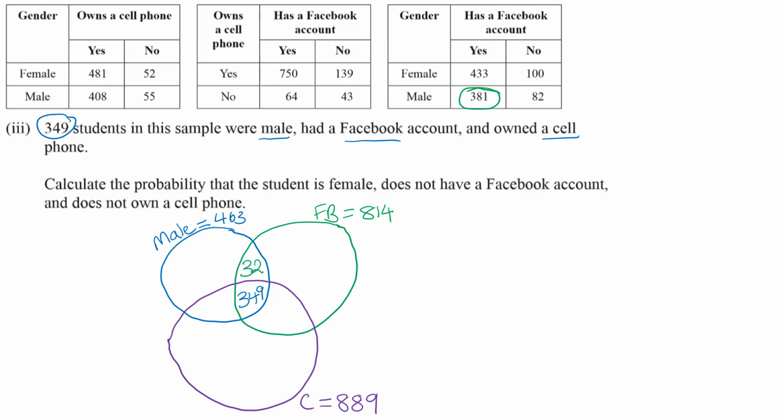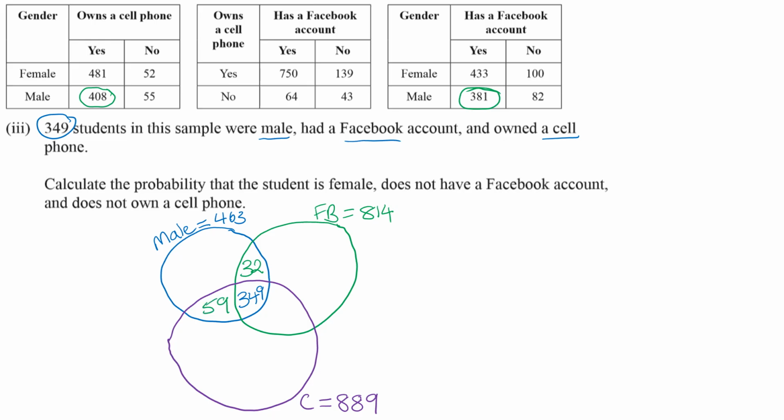Now I'm going to do the same thing with the males who have cell phones. That has to add up to 408, and we've got this section here has got to add up to that 408 total of all males who also have a cell phone. We've got 349 that have the cell phone and the male, and they have Facebook. So if we take that away from the 408, we'll get what's left. And that comes to 59.